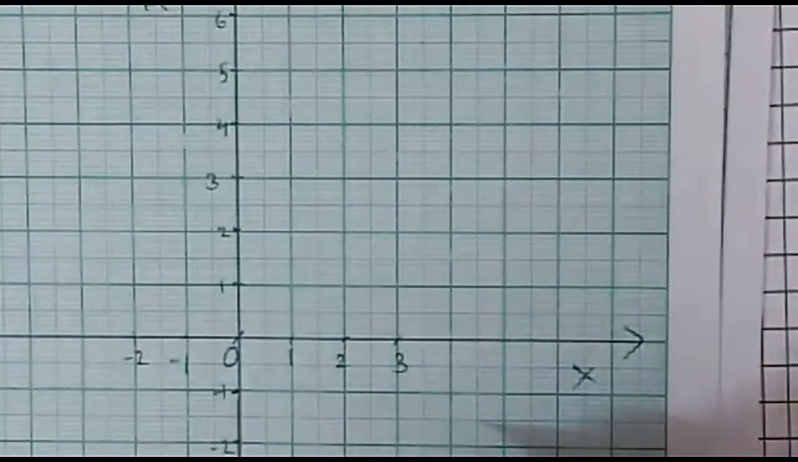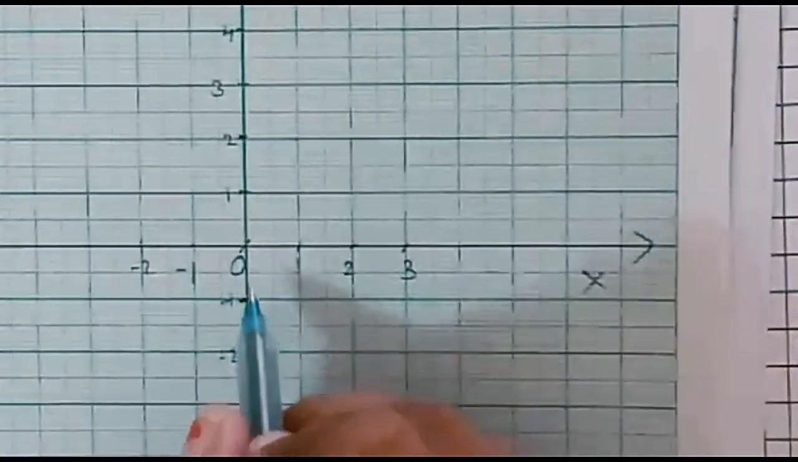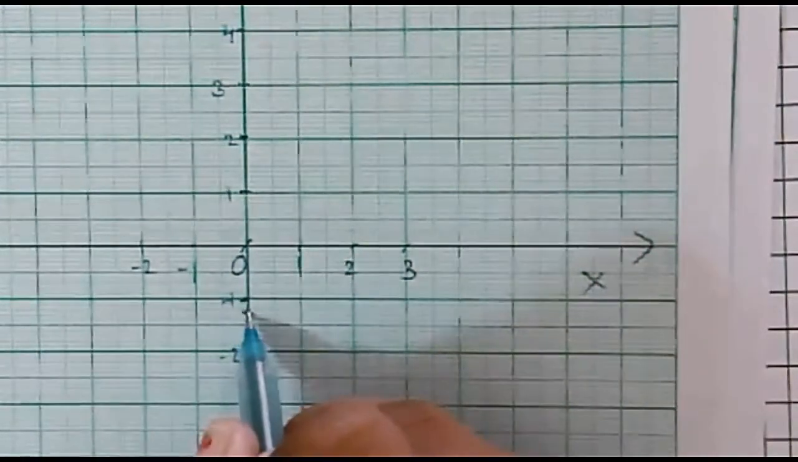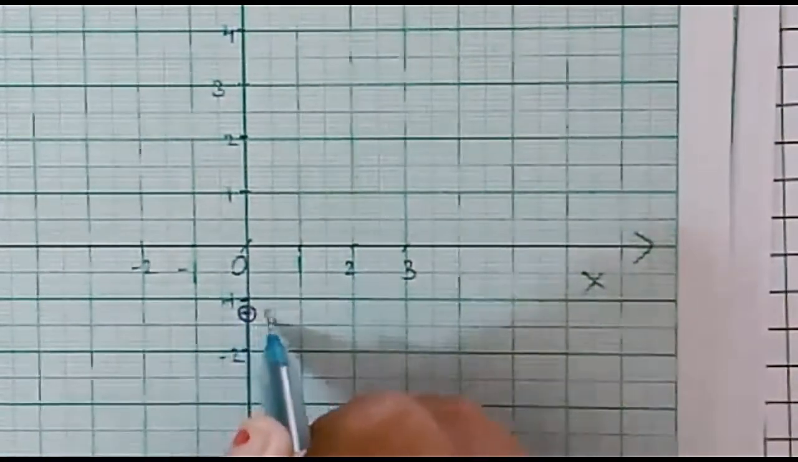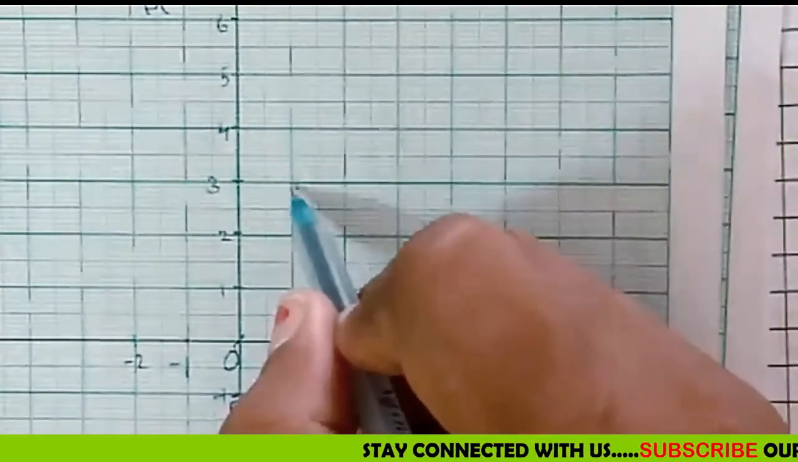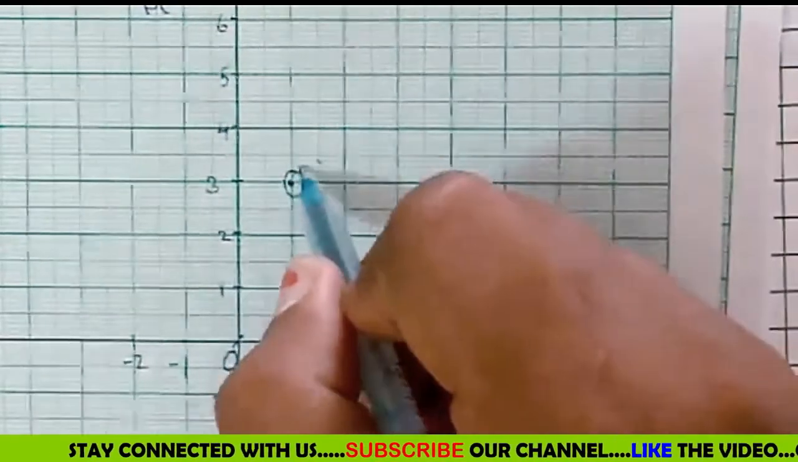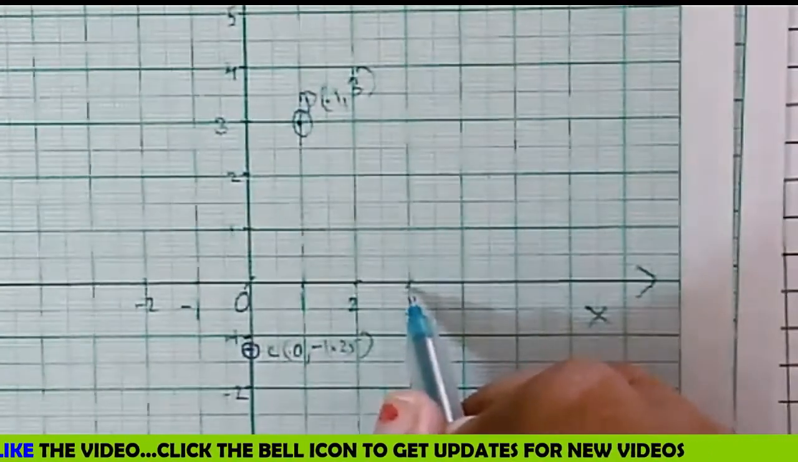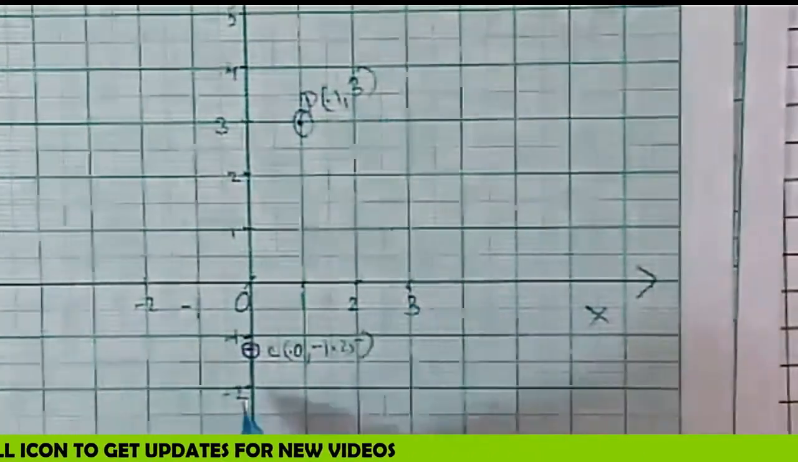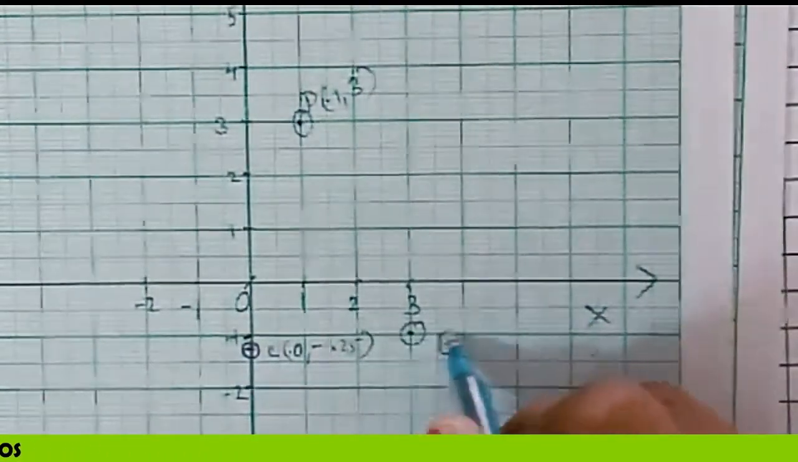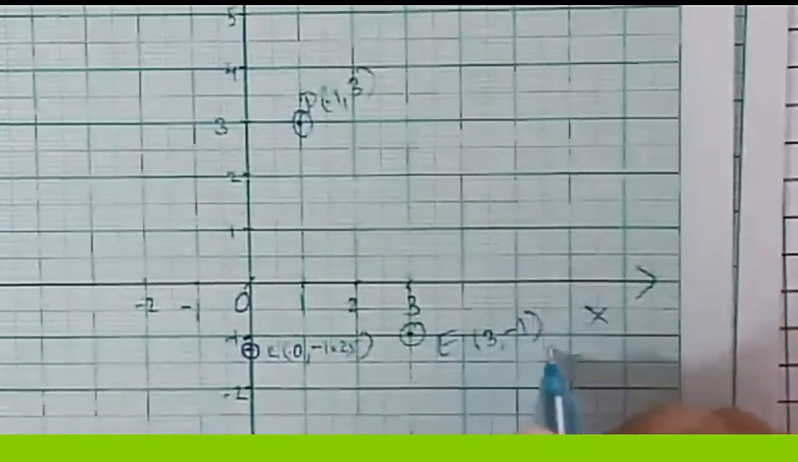Same way we have 0, -1.25. Now you can see this is 0 on the x coordinate, right? And 1.25 will be approximately here, the third line, right? So this is C of 0, -1.25. Then you have 1, 3. So 1 on the x-axis, and for the y coordinate it will be 3. So this is D of 1, 3. Then 3 and -1. So the x coordinate will be 3 and the y coordinate is -1. So this is the point lying in the fourth quadrant, that is E of 3, -1. Okay.